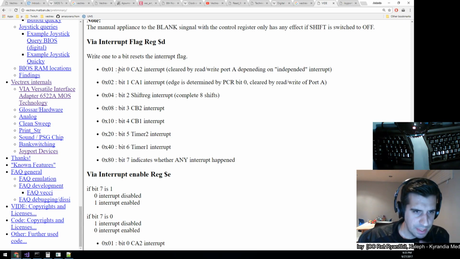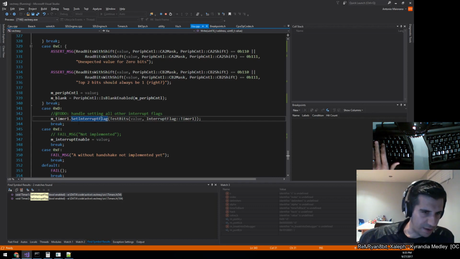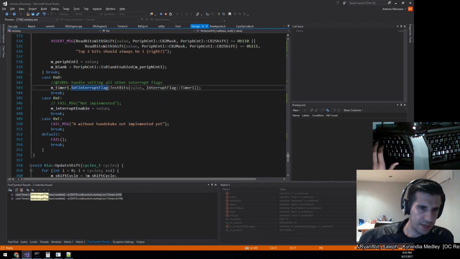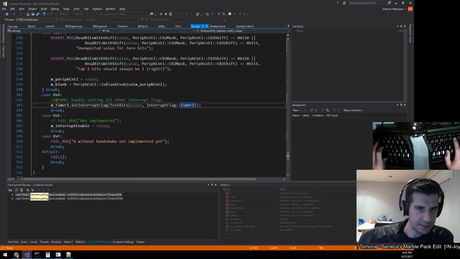Let's see here. Bit 0, CA2 interrupt, cleared by read or write of the port, depending on the setting. Like in our case, and I actually realize I haven't done the same call for timer 2 here. Handle setting of all other interrupt flags. This is what I was supposed to do here. So I'm basically setting the timer 1 flag here, which is bit 6.